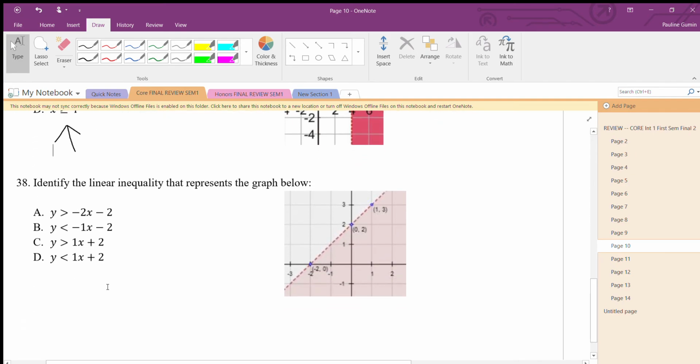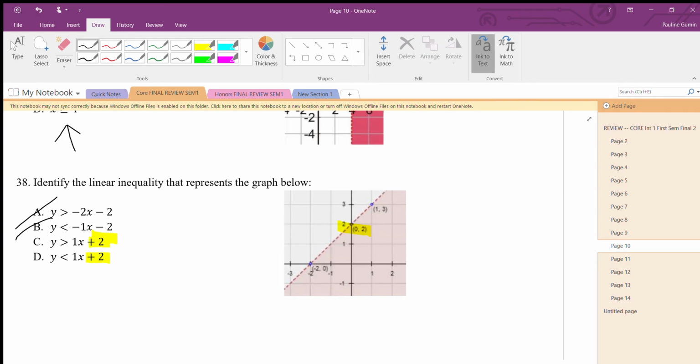Okay, identify the linear inequality that represents the graph below. Oh wait, the first thing that I'm going to do is the y-intercepts, just like I did for the equation. So 0, 2, so that's +2. Perfect, we're down to 2 options.